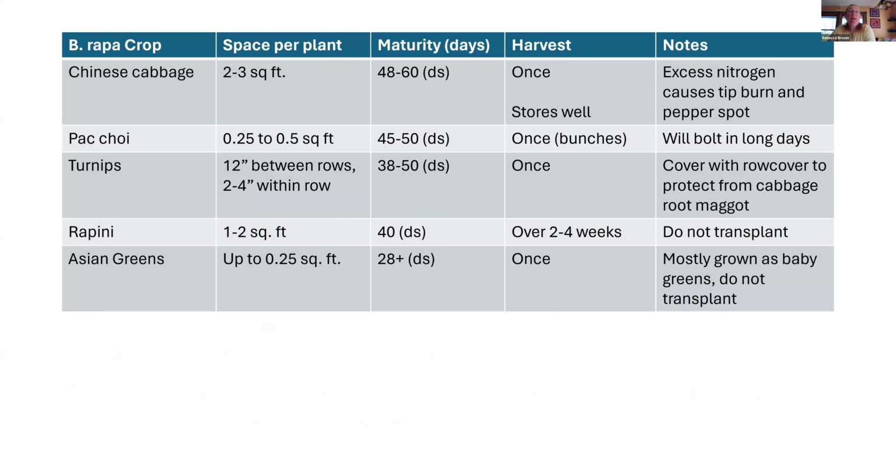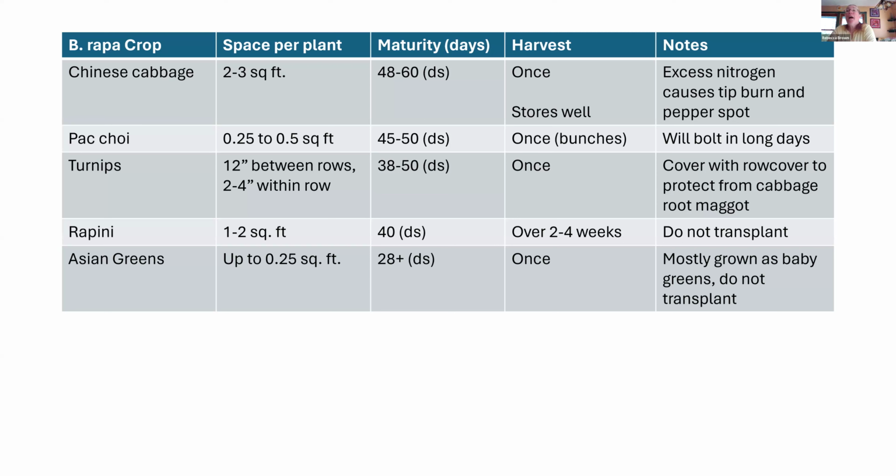So Chinese cabbage is the largest, and it requires 2 to 3 square feet per plant. It also has some of the longest maturity, up to about 60 days. It only gets harvested once, and it stores really well. So you can actually store Chinese cabbage all winter if you can keep it from drying out.